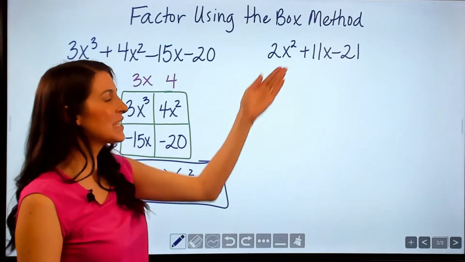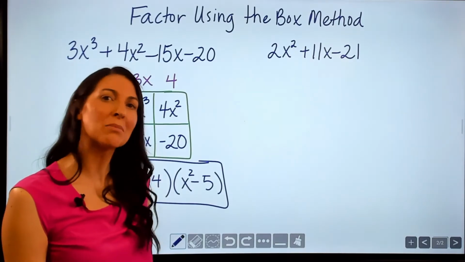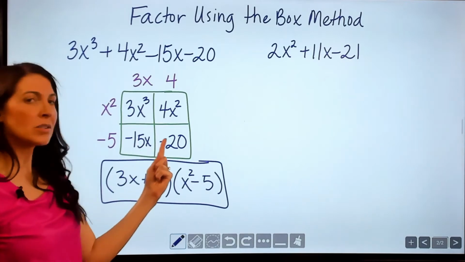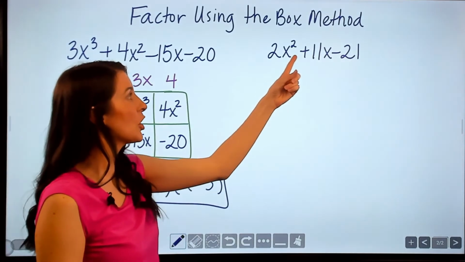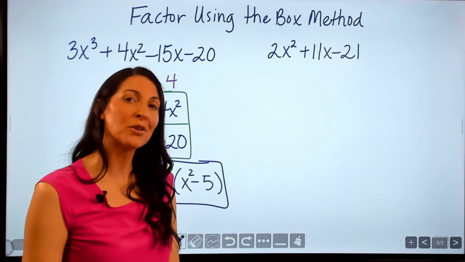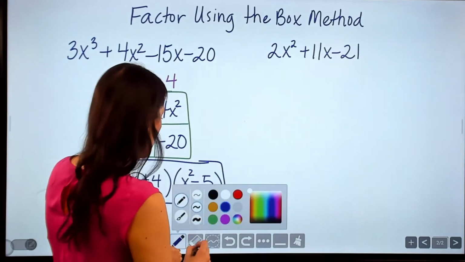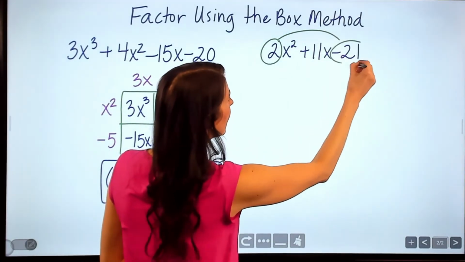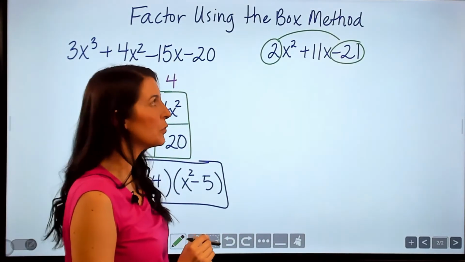Let's go over here and see what we do if our polynomial only has 3 terms and we'd like to use the box method. The challenge here is that I don't have 4 terms to place in my box. So what I need to do is I need to turn this trinomial into a polynomial that has 4 terms. The way that you do this is you want to take the first term and multiply it times the last term. In this case, I get the number negative 42.